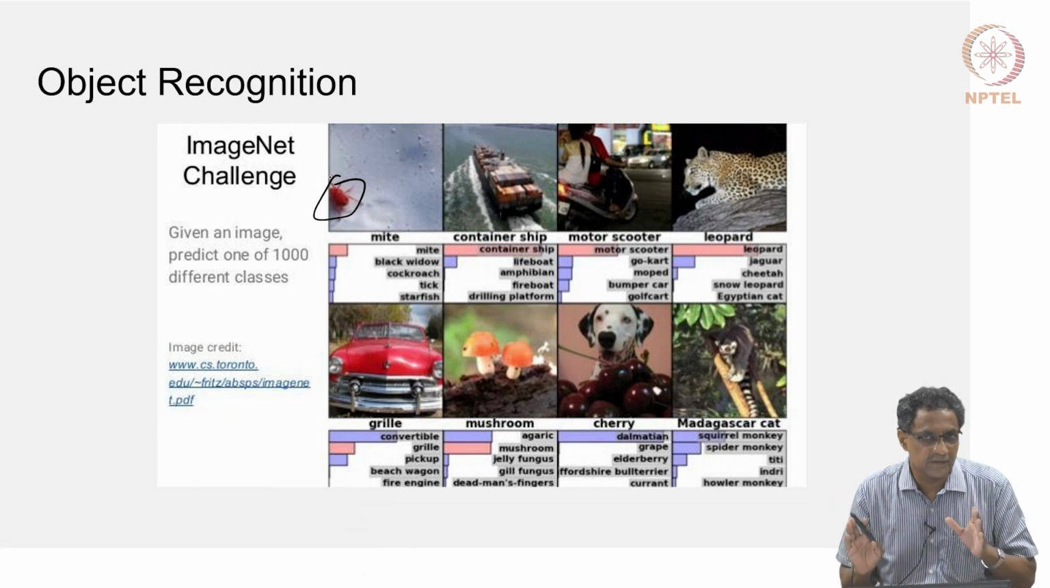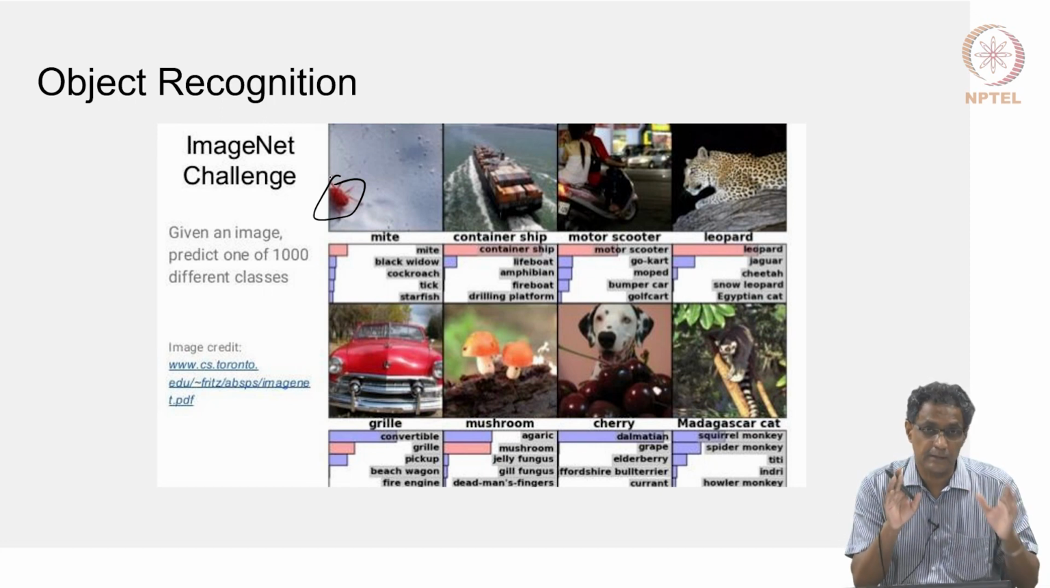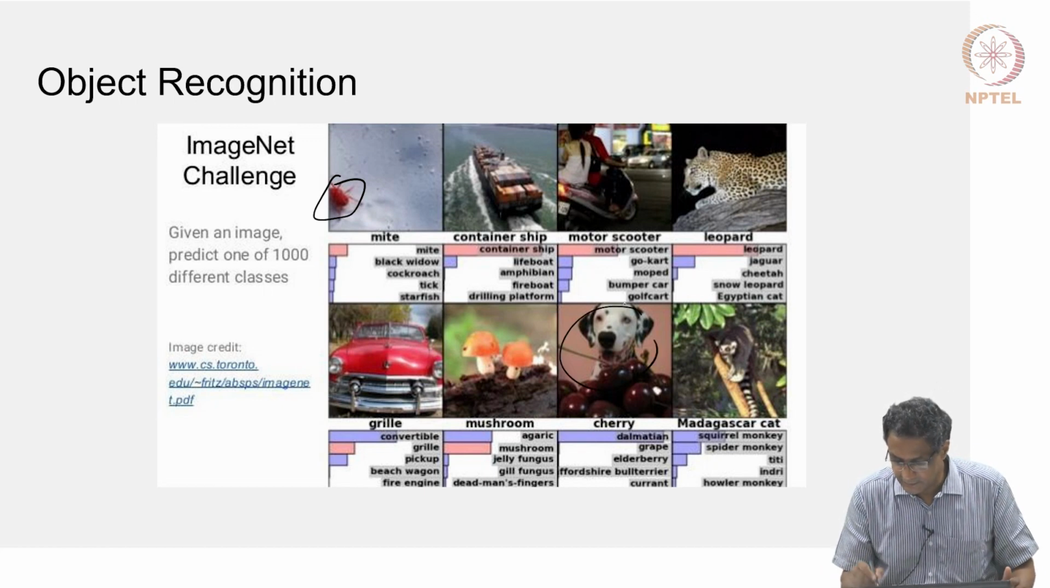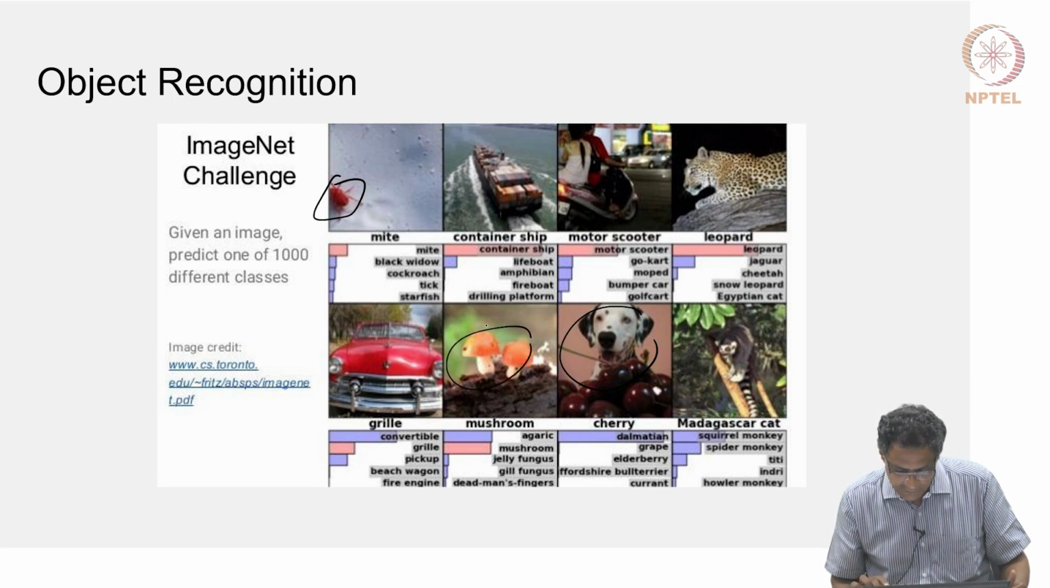There could be other things in the scene. There could be some background and all, but it is supposed to pick up the most significant object out there. So for example, here it's a cherry, or what is that, a Dalmatian, yeah, Dalmatian. Then you have a mushroom here, and then you have a leopard there and so on.